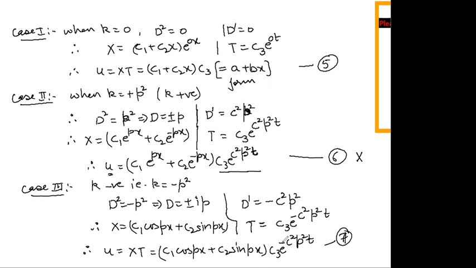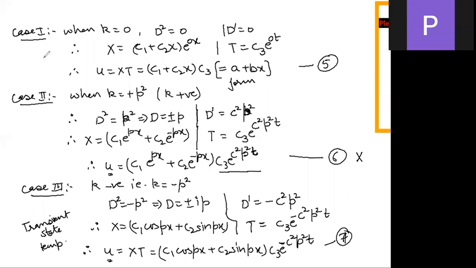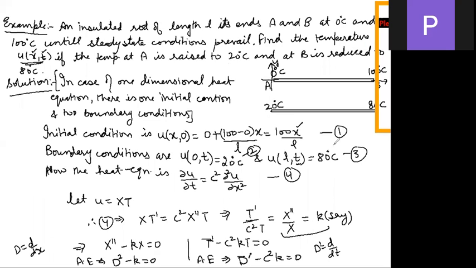ठीक है, लेकिन इसमें क्या हो रहा है कि gradually when the time increases, this temperature decreases, means it will reduce to zero, this temperature function. This is called transient state temperature. ये transient state temperature है, and this is static state temperature. ठीक है, so now what is going to happen?